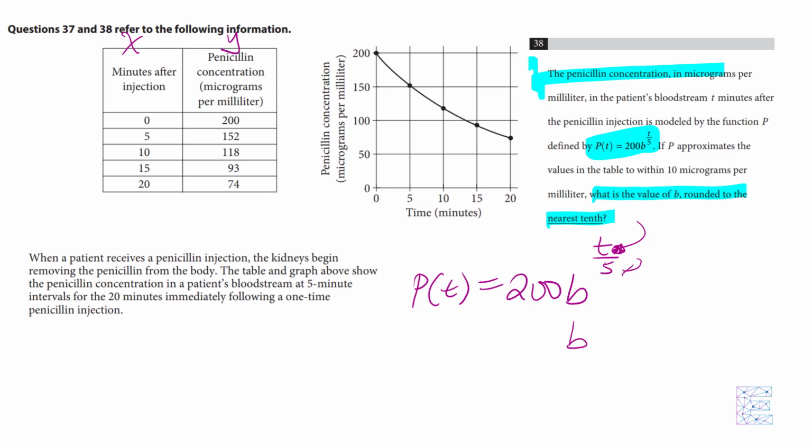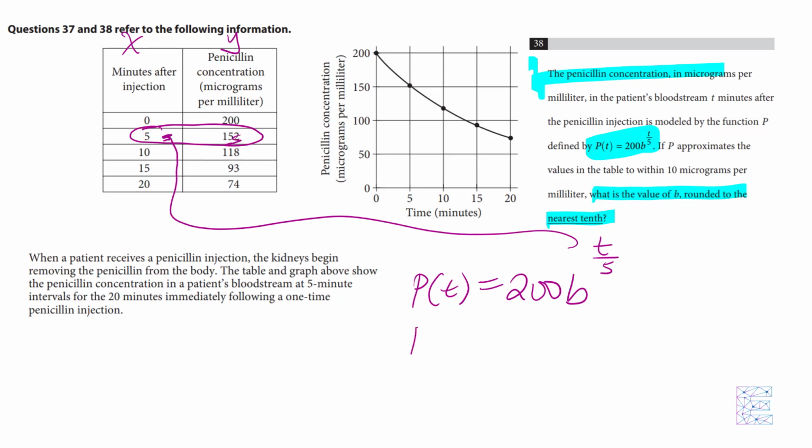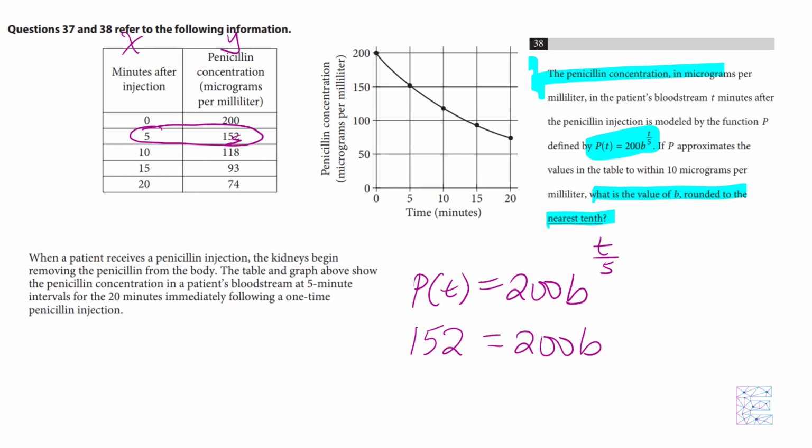And since this is being divided by 5, we can see that if you plug in a 5 over here, it'd be 5 over 5, which is b to the power of 1, and that's just b. So let's go to the table and find an x value, or rather a t value, of 5. We do have one indeed, so let's go with this one right here. We need to plug in 152 as p of t, because those are the y values, equals 200 times b, and the x value, in this case called t, is 5 over 5.